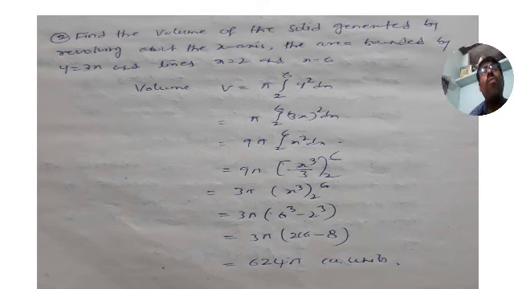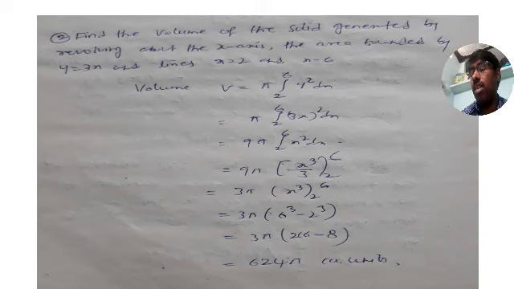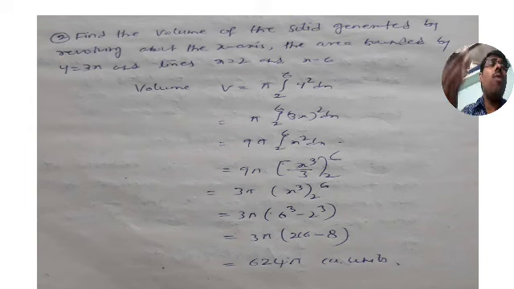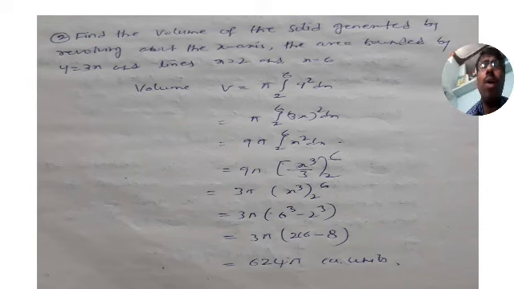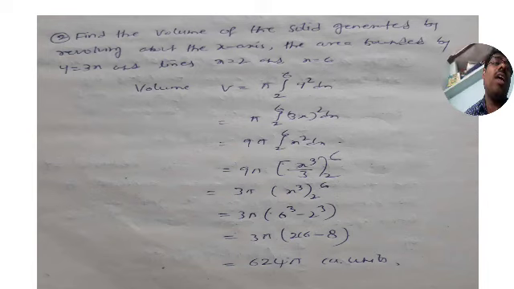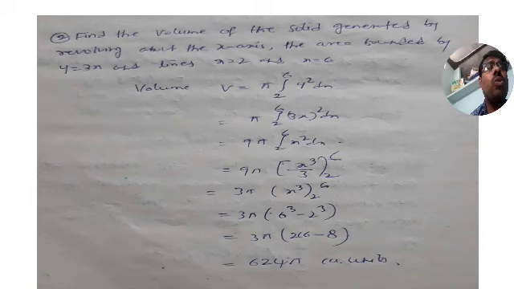So look at the problem: find the volume of a solid generated by rotating about the x-axis the area bounded by the curve and lines given. You have to remember the formula. If you rotate area about x-axis, then the formula is integration a to b pi y square dx. If you rotate area about y-axis, then integration c to d pi x square dy. So here, about x-axis, I am writing pi y square dx, where a is 2, b is 6 and y is 3x. Substitute: pi into integration 2 to 6 of (3x) whole square.